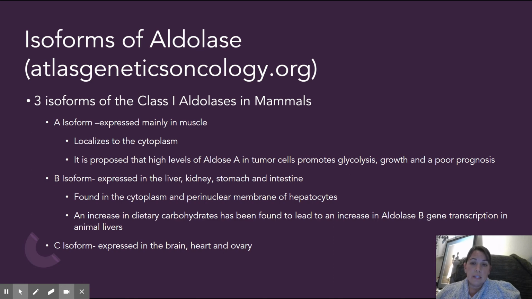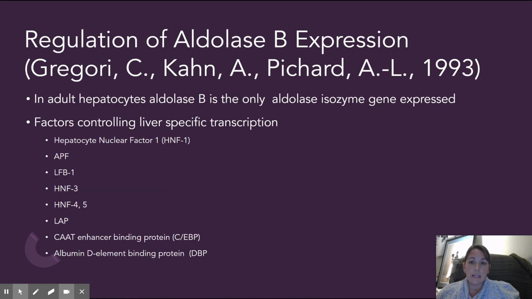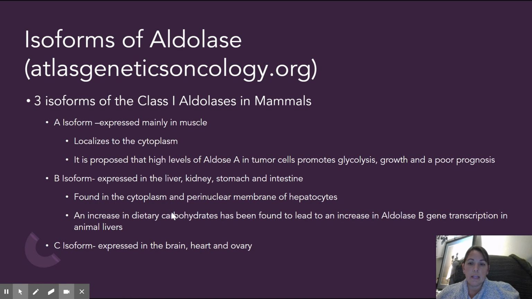And an increase in dietary carbs has been found to lead to an increase in aldolase B gene transcription in animal livers. Just a note to consider. The C isoform is expressed in the brain, heart, and ovary. And we're going to go ahead and look at the B isoform and look at some patterns in its expression and how it is regulated.